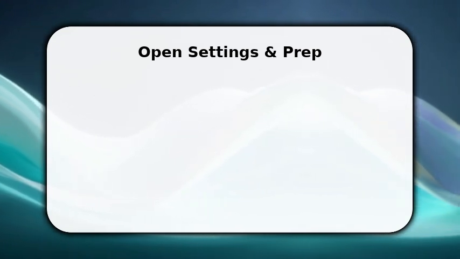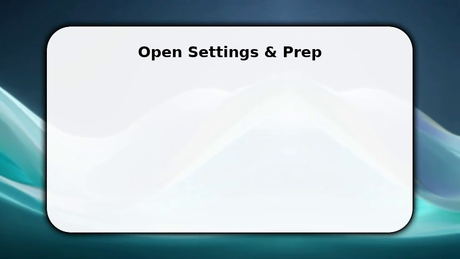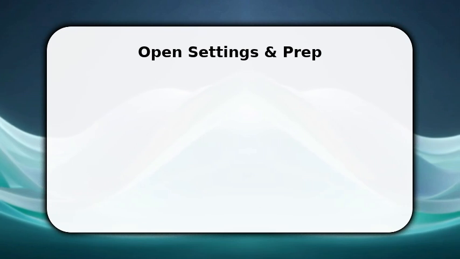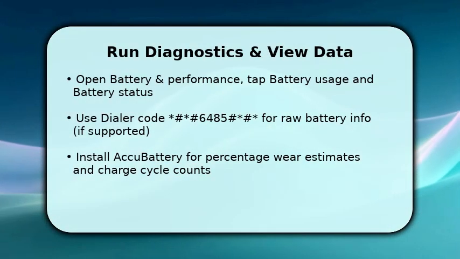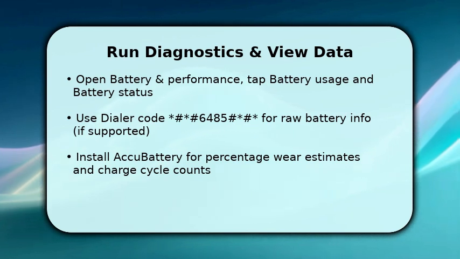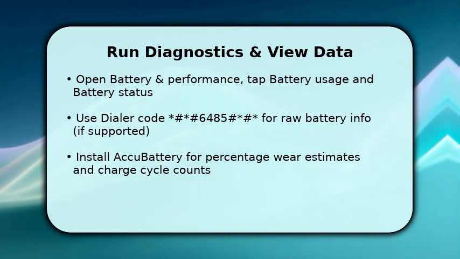Now go back to Settings and locate Battery and Performance. This is where you begin the actual checks and data collection for health metrics. Next, you'll gather the detailed readings. Open Battery and Performance and tap Battery Usage, then Battery Status to see recent drain and app impact.